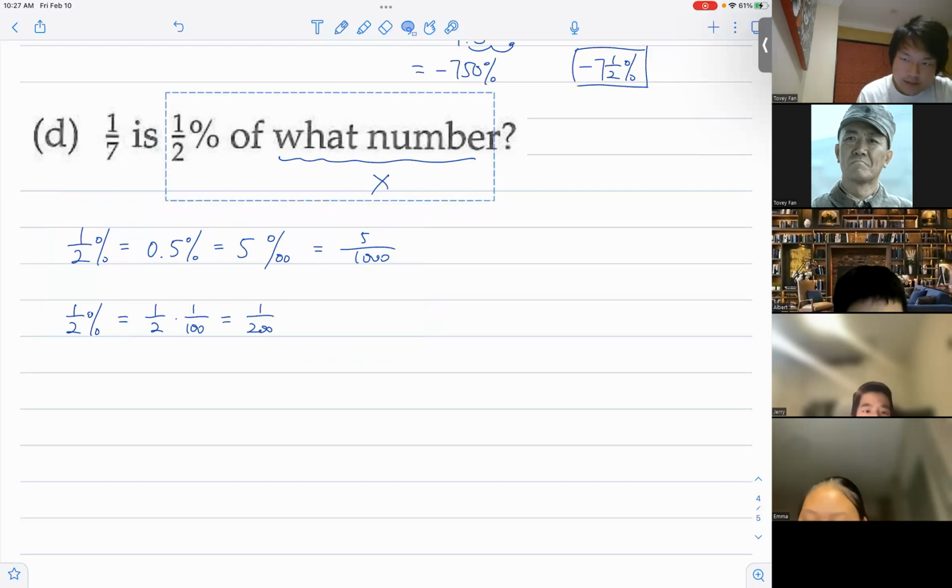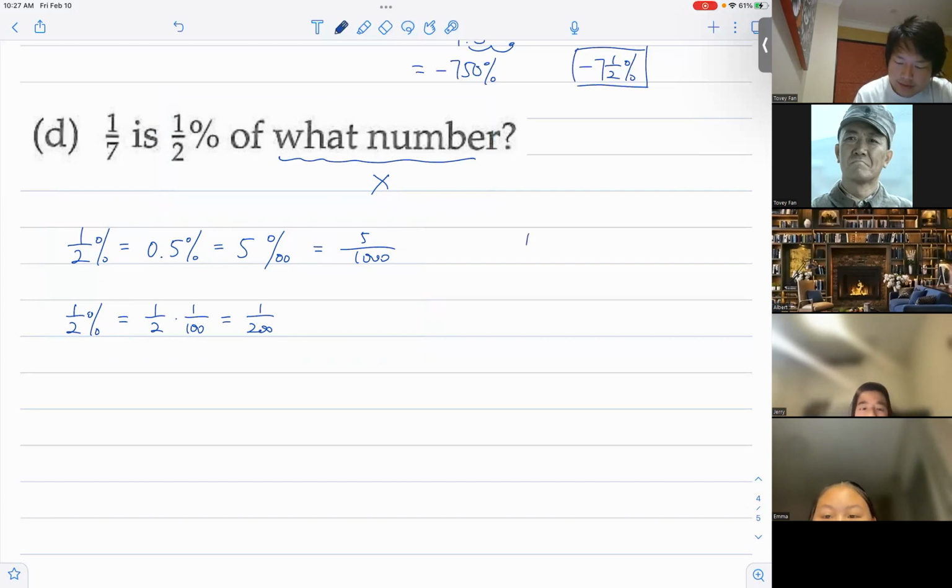It's 1/2% of a number. So you're going to multiply them, right? So 1/2% is just 1 over 200 times the x, and that equals 1/7. Okay, make sense, Jerry? Yeah, and that's it. So times by 200, right? So x is 200 over 7. Done.